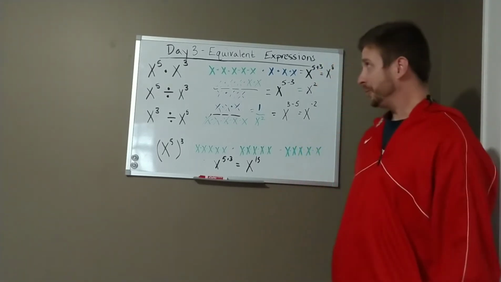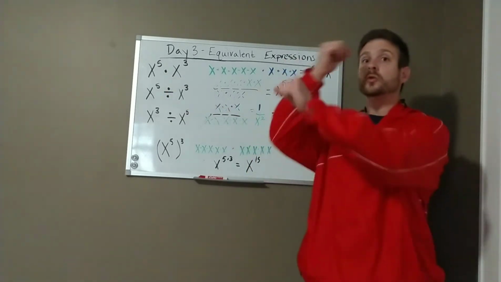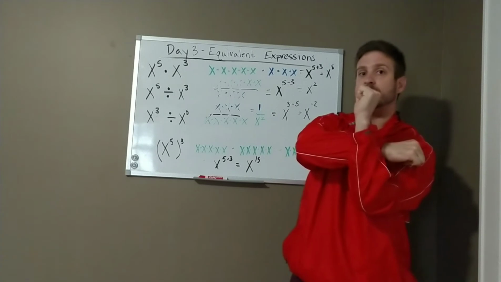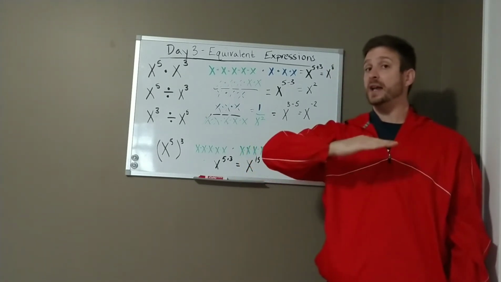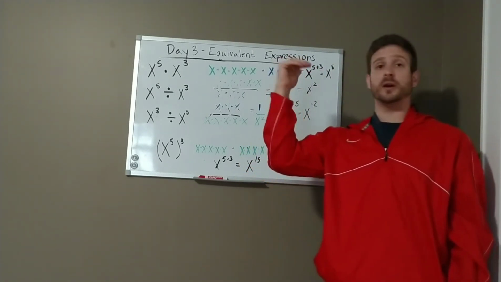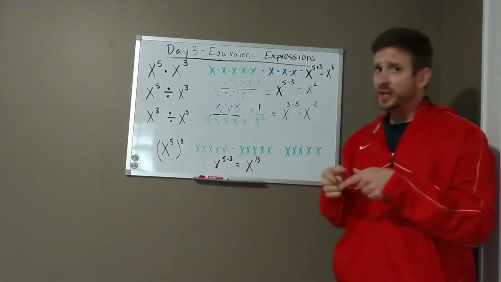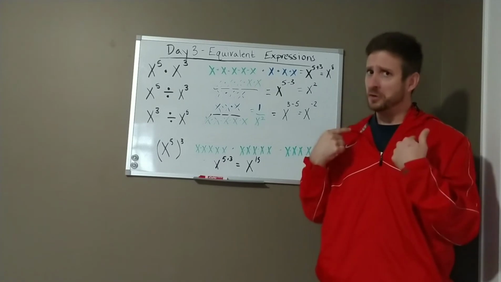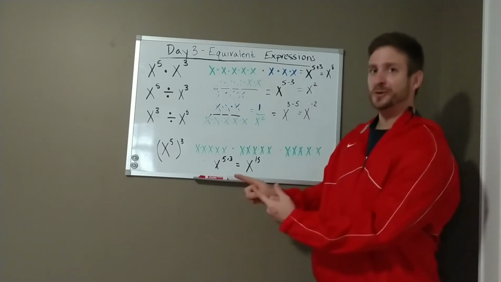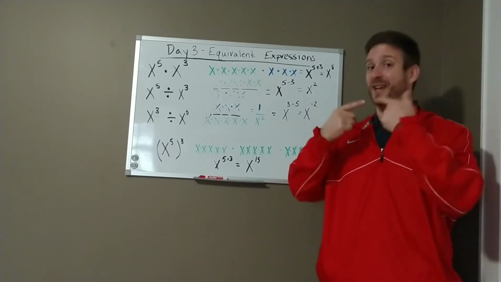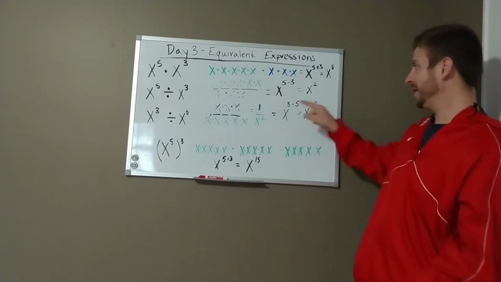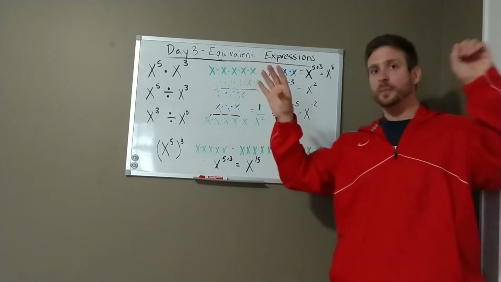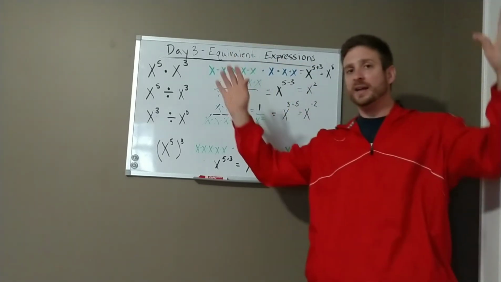I'll go slowly the first time through. When you multiply same bases, you add. When dividing same bases, you subtract. If the exponent is negative, you take it to the other side and make it positive now. Because when it goes to the other side, it becomes positive. And a power to a power, multiply.